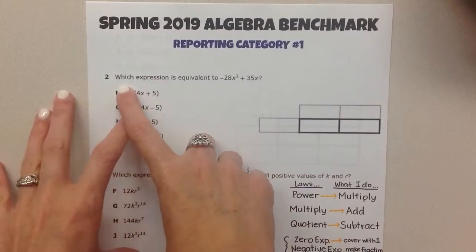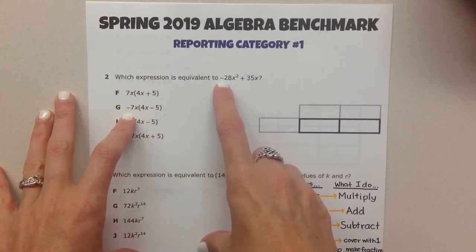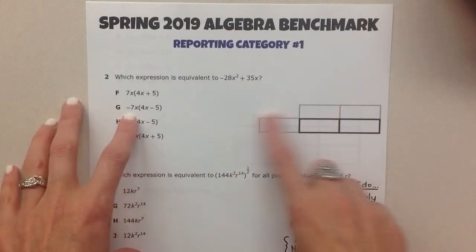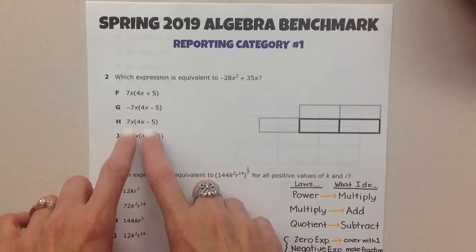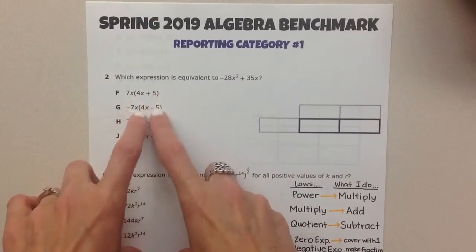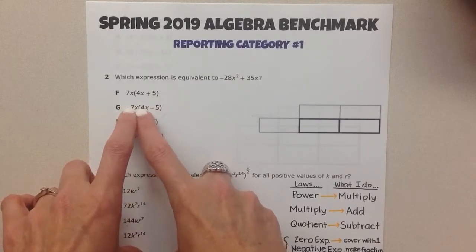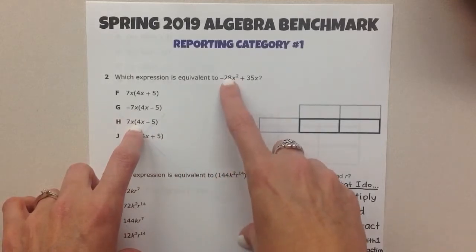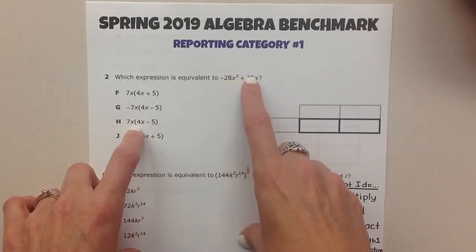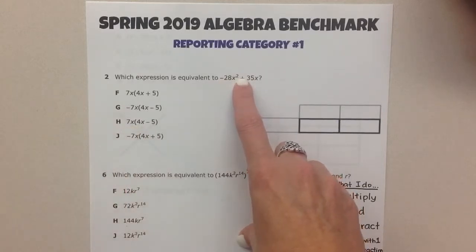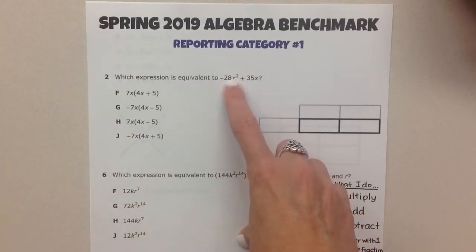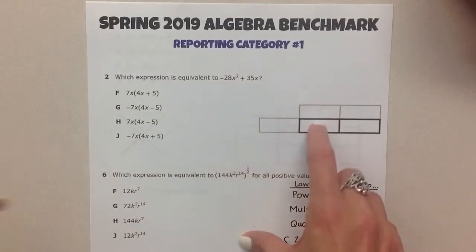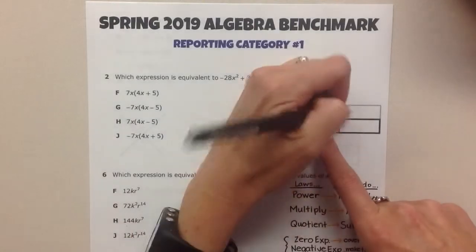So we're going to start with question 2. It says, which expression is equivalent to the opposite of 28 times the value of x squared plus 35 times the value of x? If you look at your answers, it's giving you a clue. Anytime you see parentheses and a term connected in front, they are factoring. They want you to see, do these coefficients have a common number I can divide out of each, and can I remove one or more of these letters from each term? You're finding the GCF, and that's why I have these boxes over here to remind you, I need a GCF.